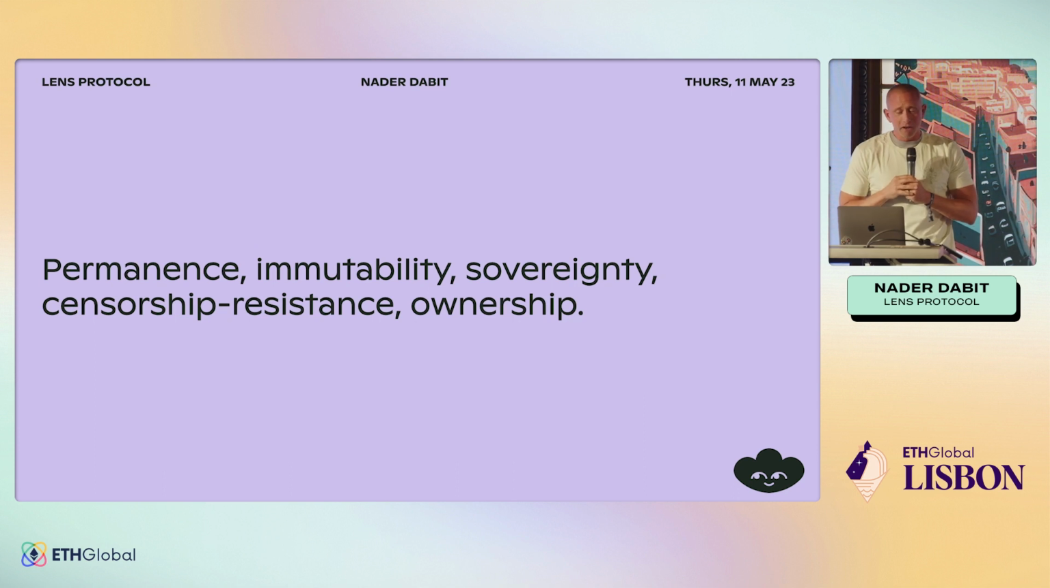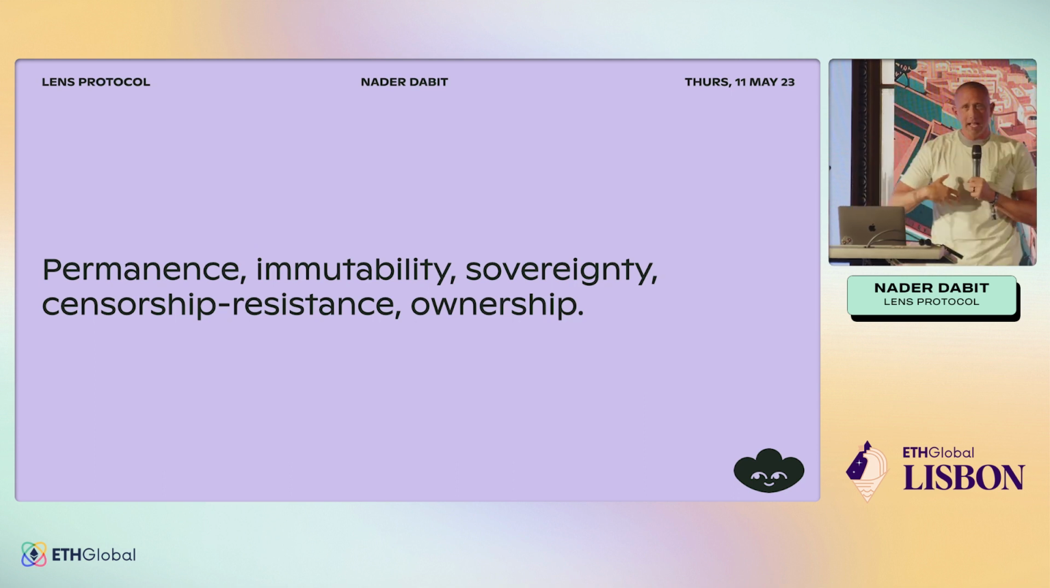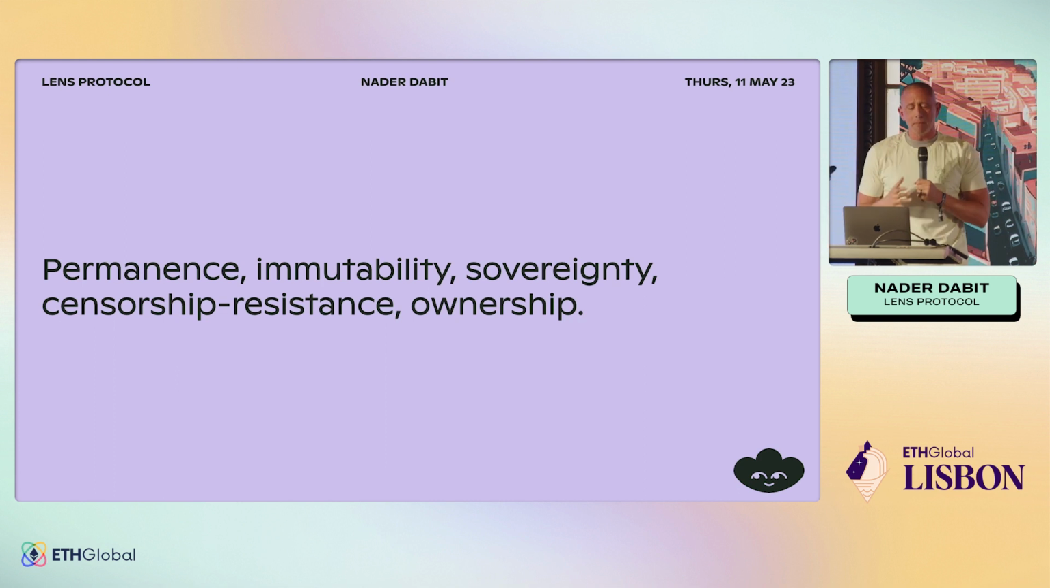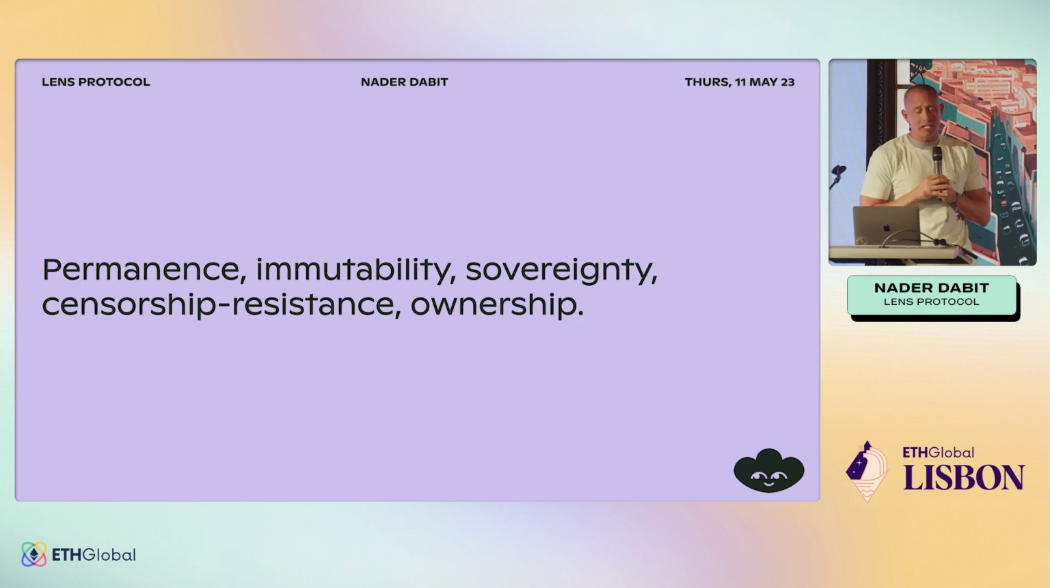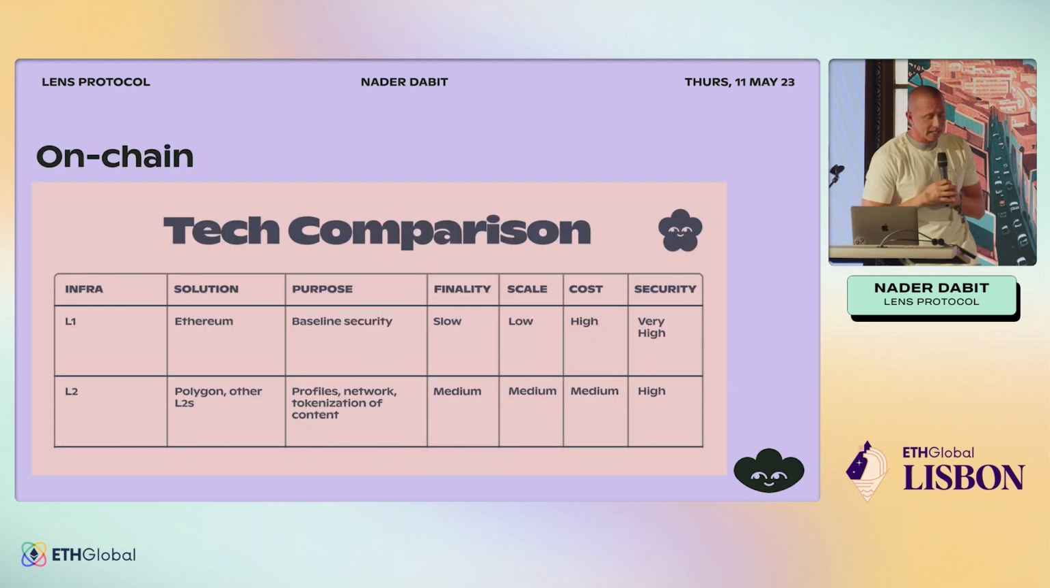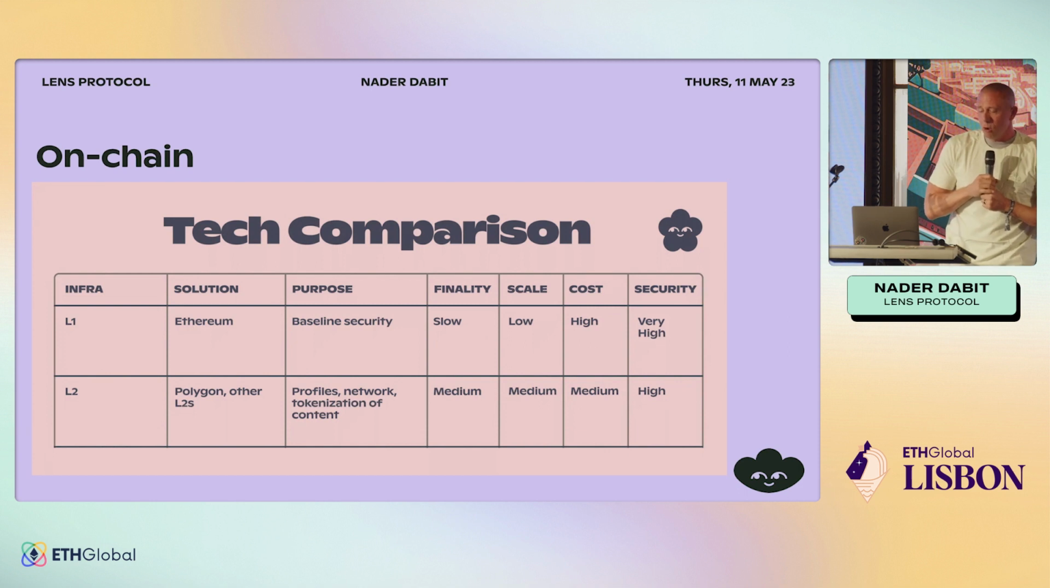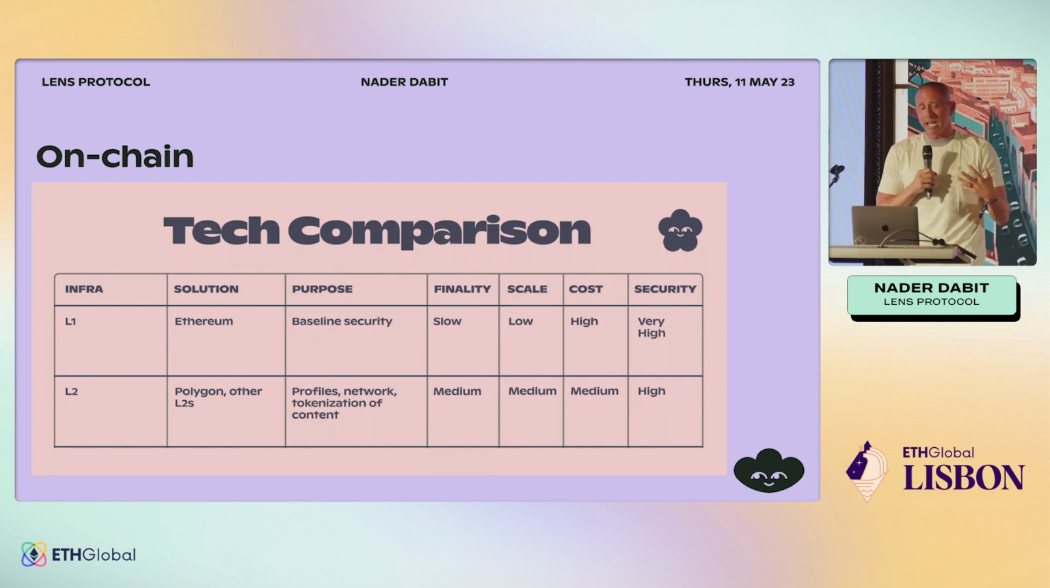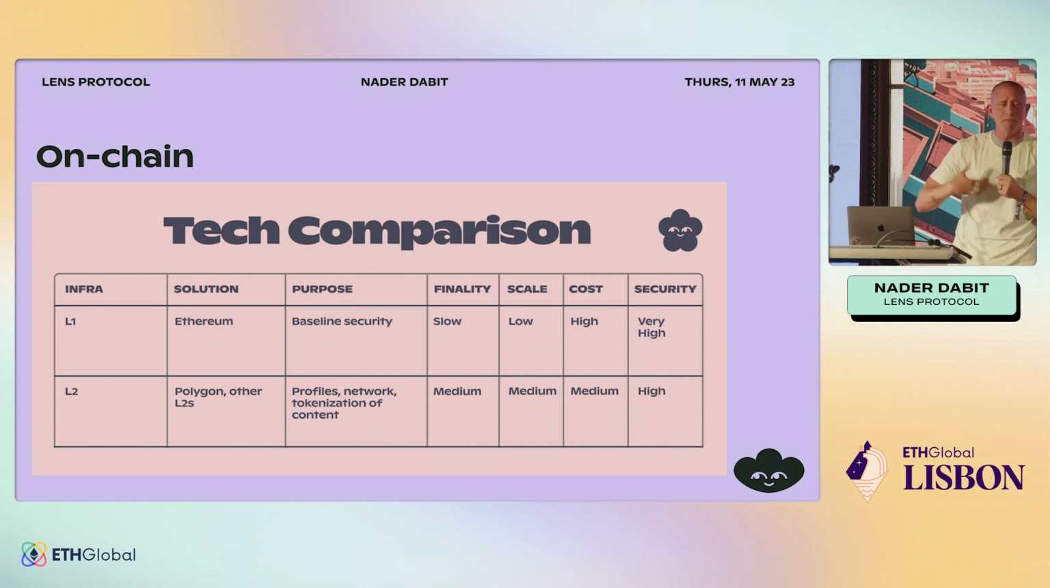So some of the values that we think blockchains and Web3 provide are things like permanence, immutability, sovereignty, censorship resistance, and ownership. And these cannot be brought into these applications using traditional infrastructure. Therefore, blockchains and similar technologies do. So currently, our system and a lot of applications that are, quote unquote, Web3 are essentially on-chain, meaning they're using either an L1 or an L2. And these different technologies have different trade-offs, mainly around scalability, cost, security, and time to finality.